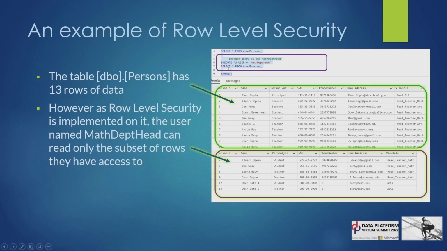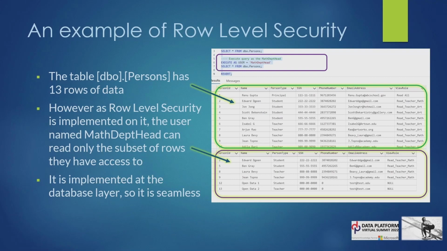Here's an example where I have executed the query as math.depth_head, and the bottom part is the query results, and they get only 6 rows of data back. The rest of them are filtered for them. They do not get an error, but at the same time, they only get the 6 rows that they are authorized to view. It is implemented at the database layer, so it is seamless. Math.depth_head would not even know that some rows were invisible to them.